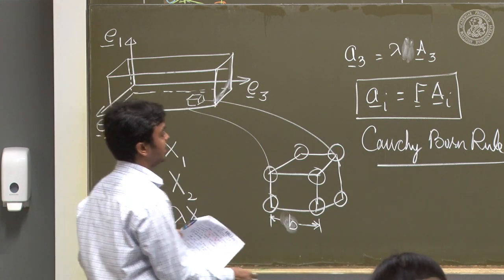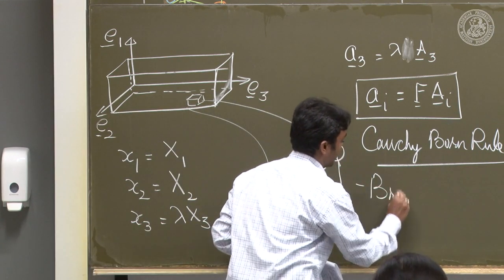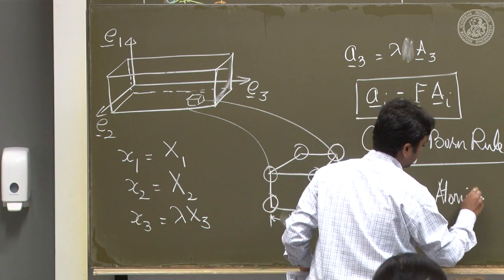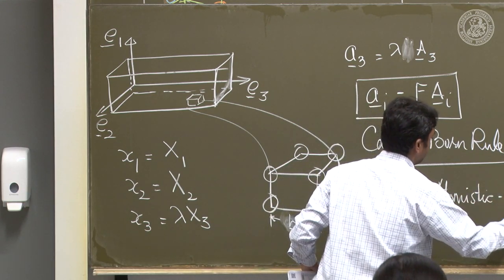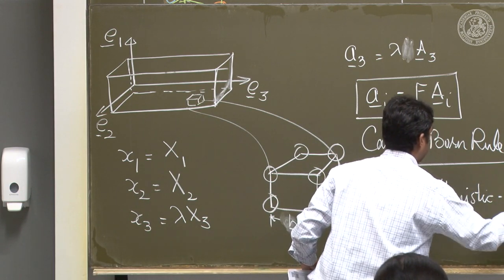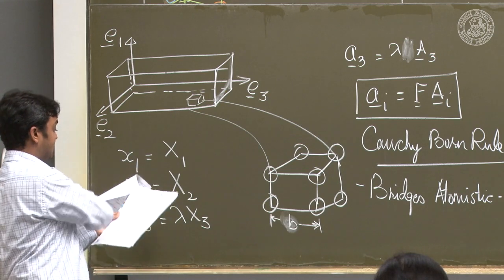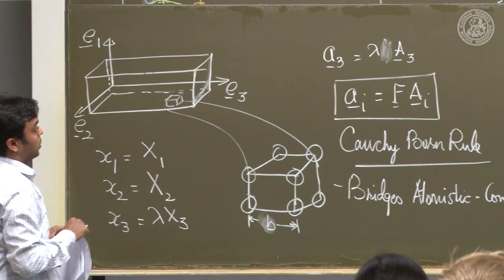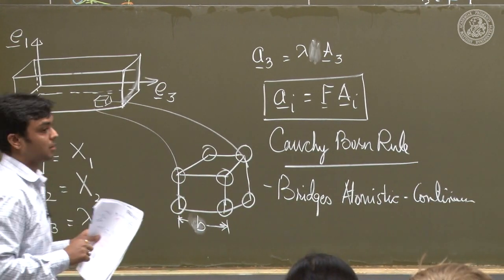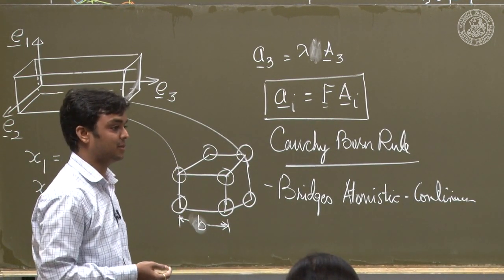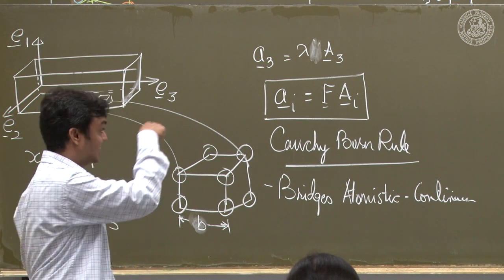So this basically bridges the atomistic and continuum via this map. What about the relative position vectors? Exactly, the basis atoms? Yes, that I'll discuss now.